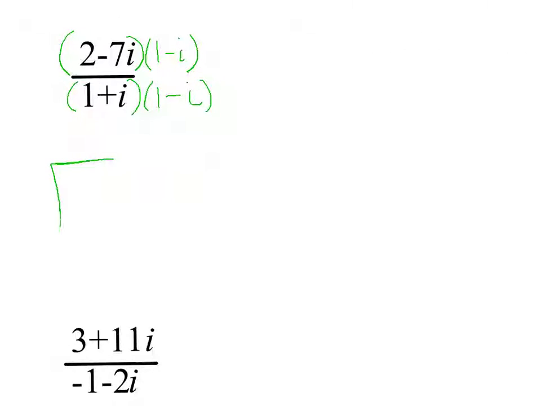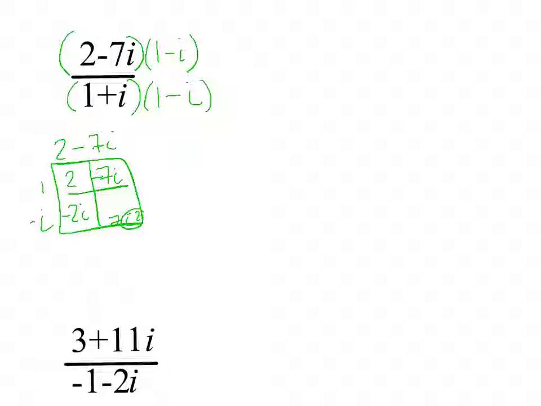And so we're going to have two boxes here. Let's just work out the top right now. I've got 2 minus 7i and 1 minus i. So we get 2, minus 7i, minus 2i, and then this would be plus 7i squared, but i squared is negative 1, so we get minus 7. So on the top, we'll get 2 minus 7 is negative 5, and then minus 9i.